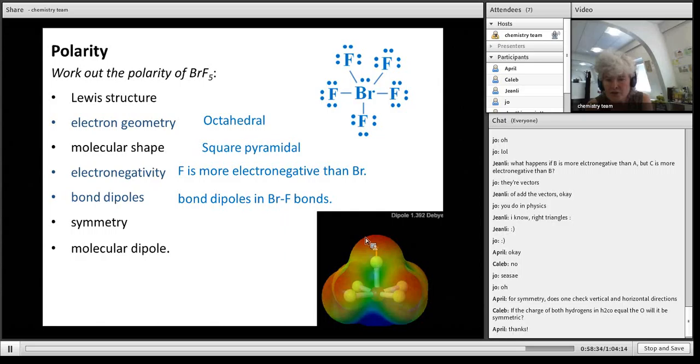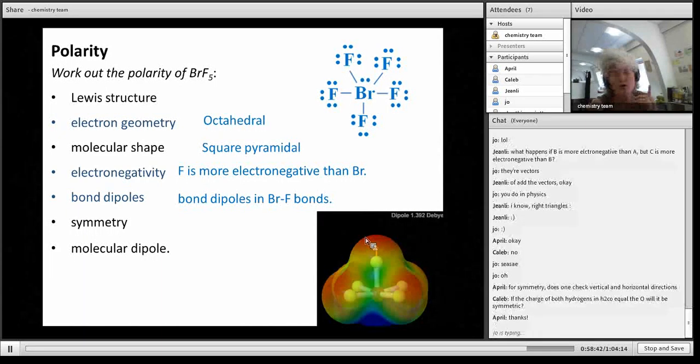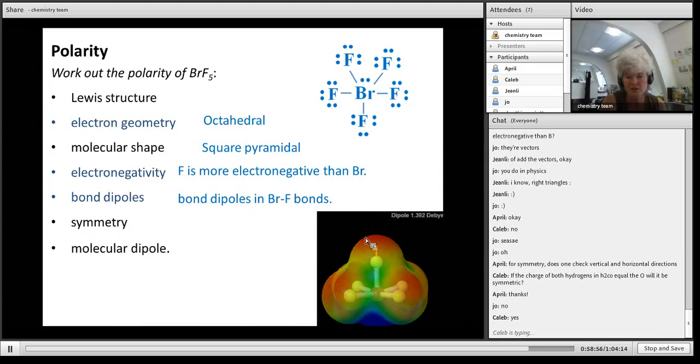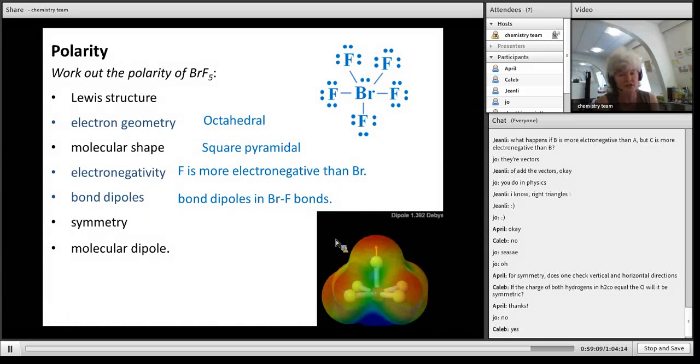So Caleb, if the charge on both hydrogen and H2 are equal, the O, will it be symmetric? You mean the electronegativity? There won't be any bond dipoles, but the molecule still won't be symmetrical because the atoms are different. So the bonds will be nonpolar, but because the shape is not symmetrical, you can still get something that's polar. And ozone is an example.